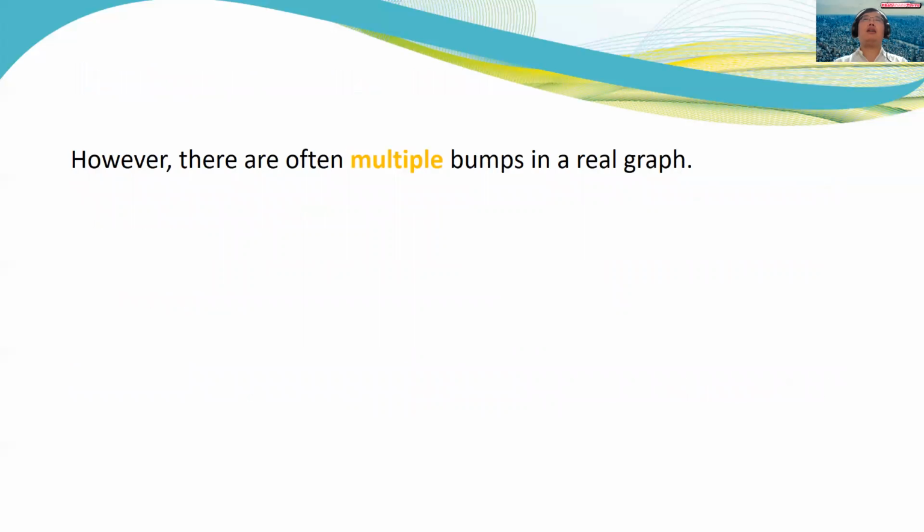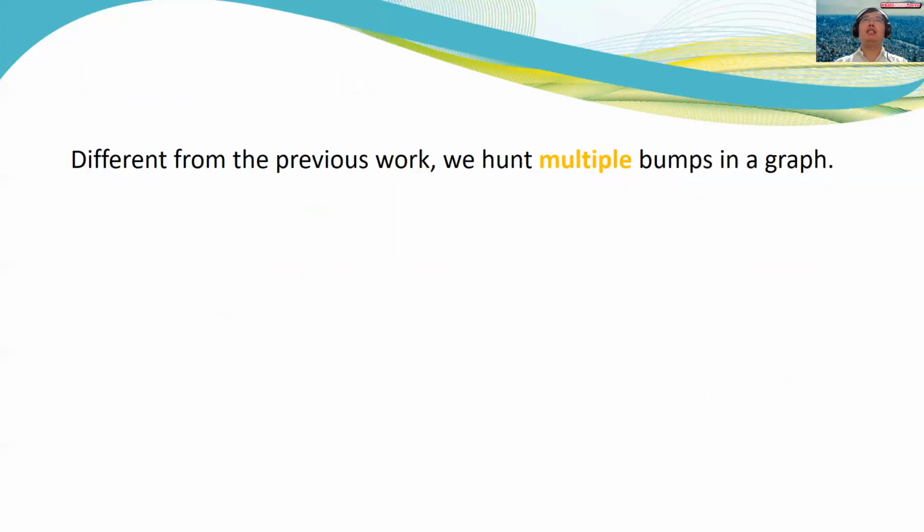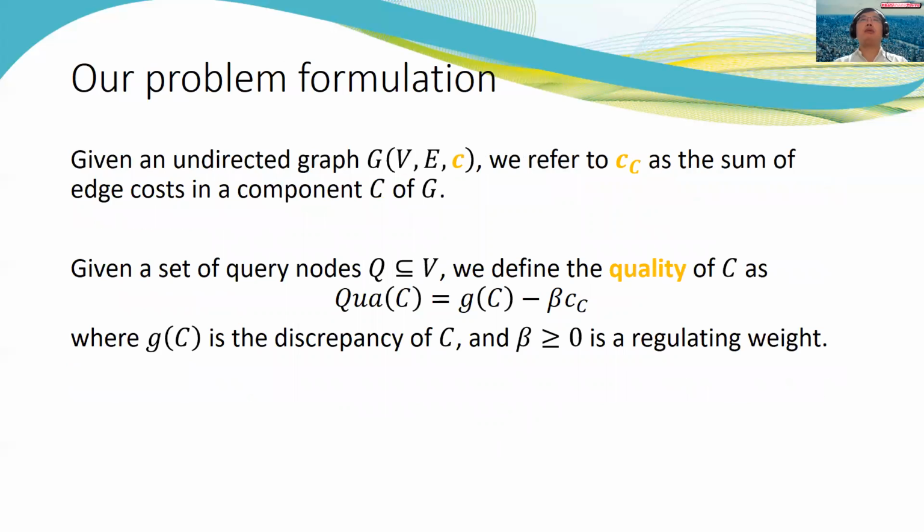However, there are often multiple bumps in a graph, and hunting the maximum discrepancy bump may not be enough. Thus, different from previous work, we hunt multiple bumps in a graph. Our problem formulation is as follows. First, given an undirected graph G, where c is a function that maps each edge to a non-negative value that we refer to as edge cost. We refer to c(C) as the sum of edge costs in a component C of G.